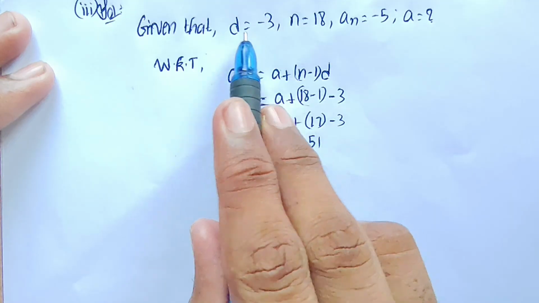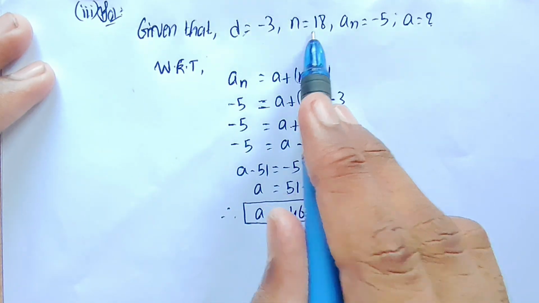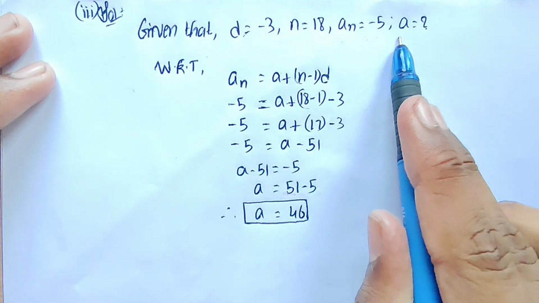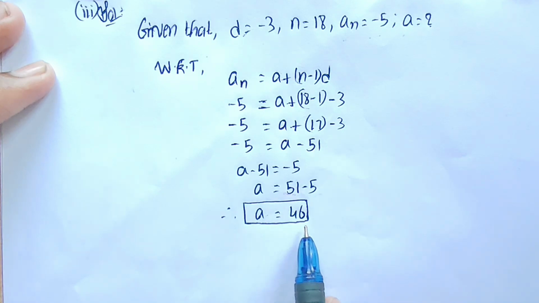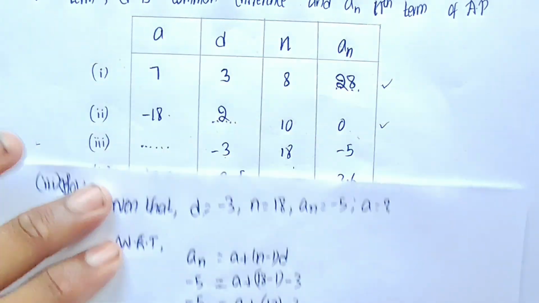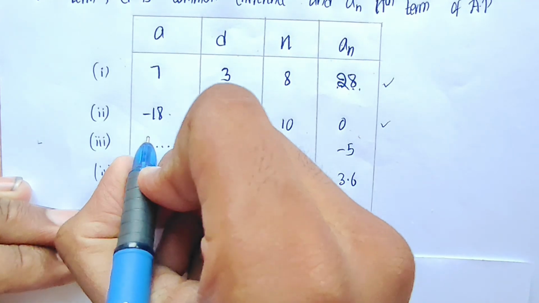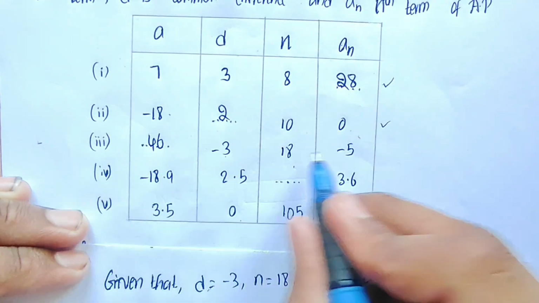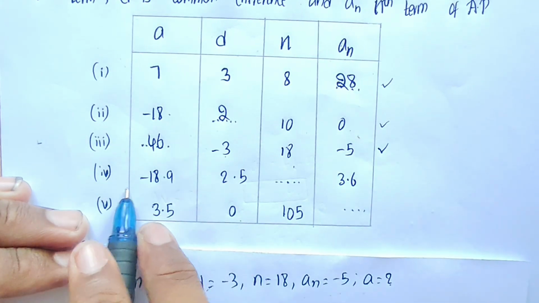By solving the given data, d is equal to minus 3, n is equal to 18, an is equal to minus 5, we got the value of a as 46. Now I am writing here, we got the value of a as 46. So, we have completed the third question. Now let's go to the fourth question.